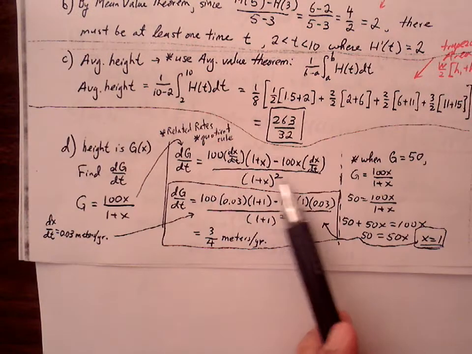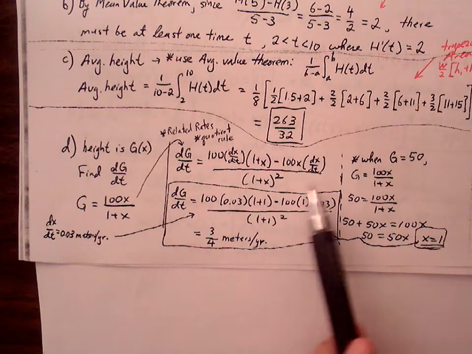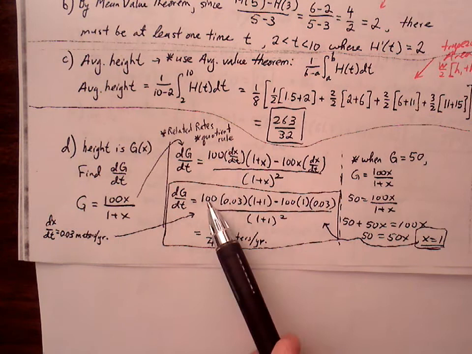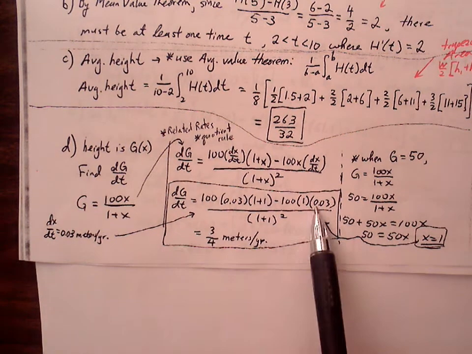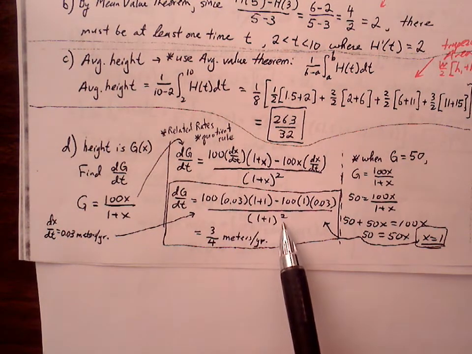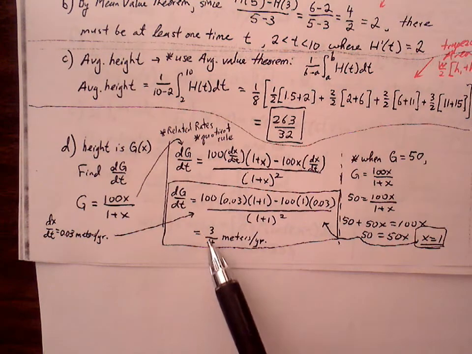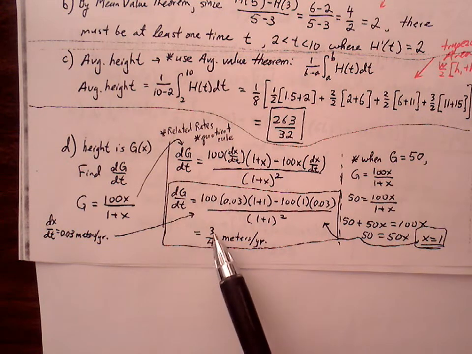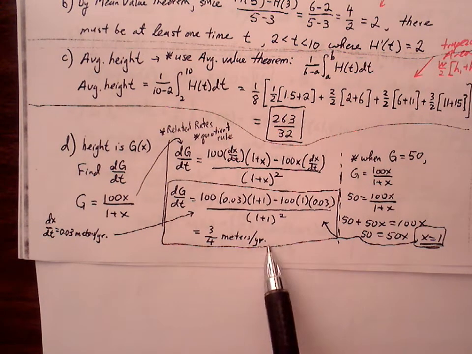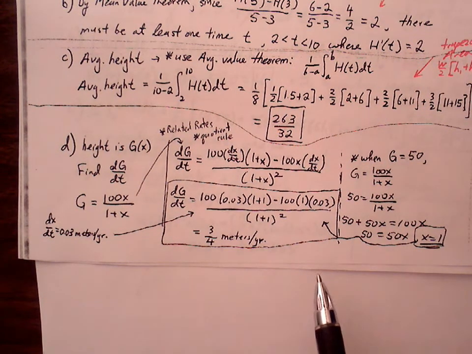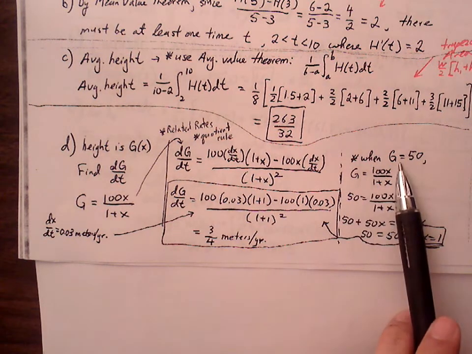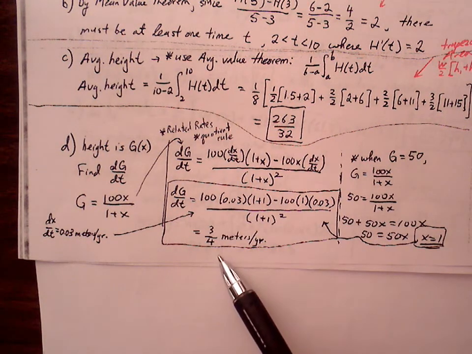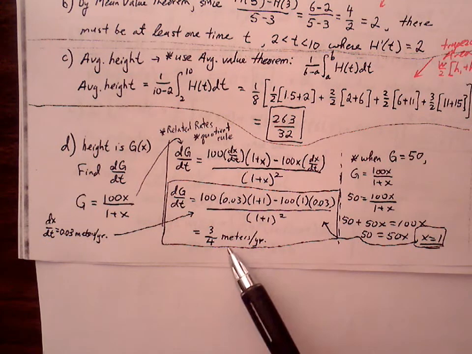So I plug in 1 for all the x's, plug in 0.03 for all the dx dt's, and we clean this up, and this cleans up all the way to be 3/4. We know that dg dt is the rate of change of the height of the tree, so we know our answer is going to be in terms of meters per year. So when the height of the tree is 50, the rate of change of the height is 3/4 meters per year.